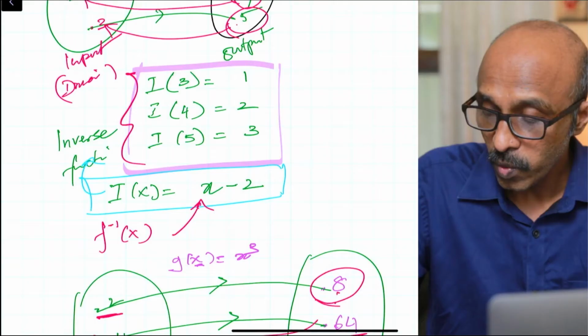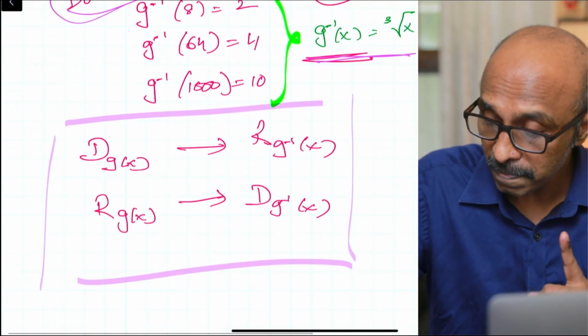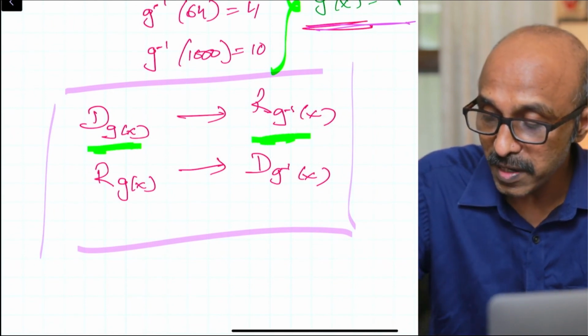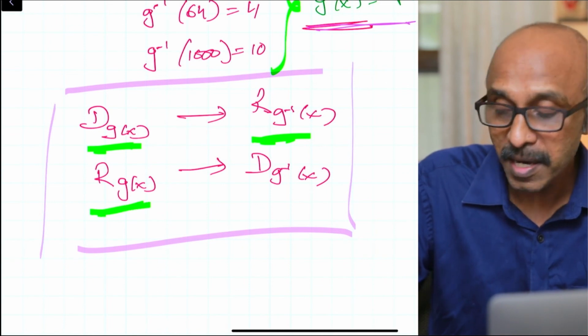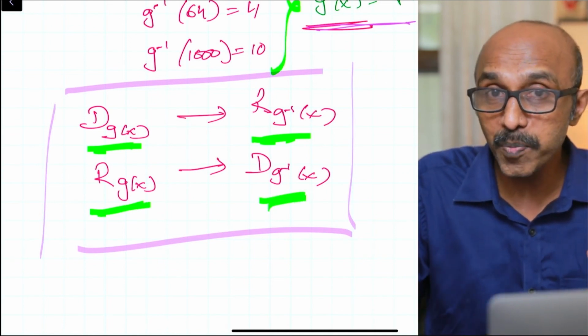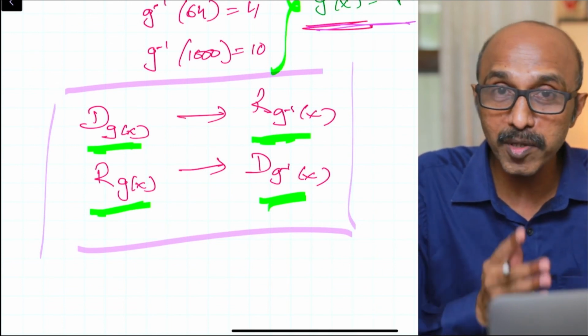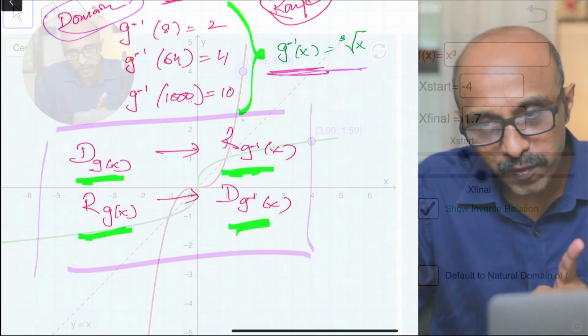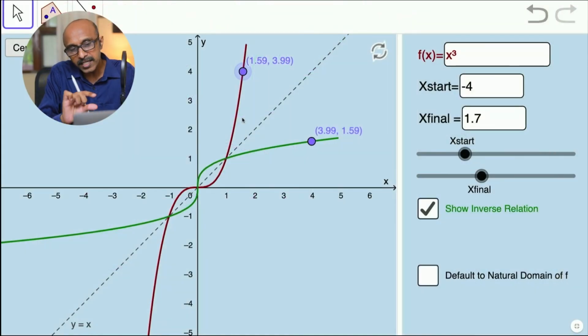So what did we see today? We saw two important things. One, the domain of the function becomes the range of its inverse, and the range of the function becomes the domain of its inverse. In other words, the input and the output get interchanged when you're talking about the function and its inverse. And the second thing we saw was that the graphs of the function and its inverse are symmetric about the line y is equal to x. In the videos that will follow, we will discuss the algebra, the graphs, and other aspects of inverse functions.